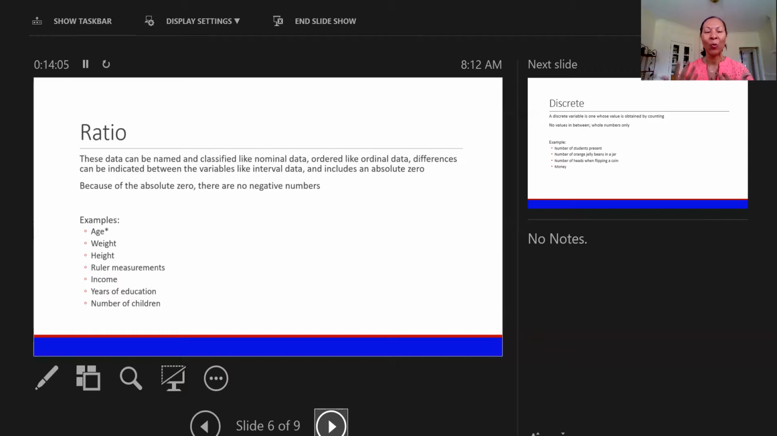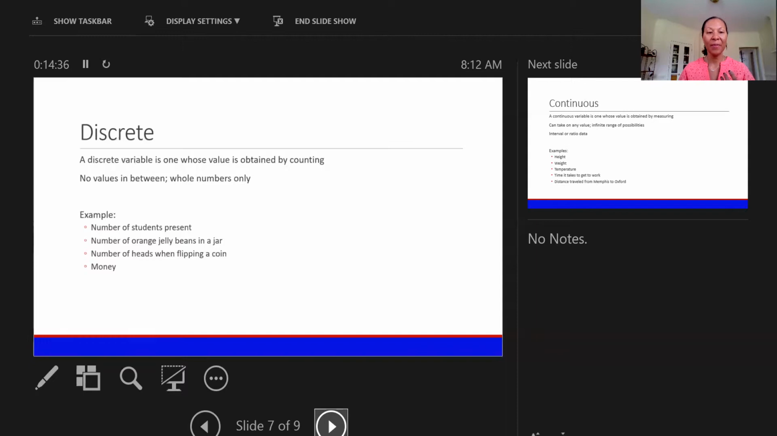But height, ruler measurements, income, all of these examples have an absolute zero. So you can have no money in your bank account. You can have no years of education. Think about a 1 or 2 year old. You can have zero number of children, right? So this is what ratio data is. And so again, we can do some super fun, super sophisticated characteristics with ratio data as well.